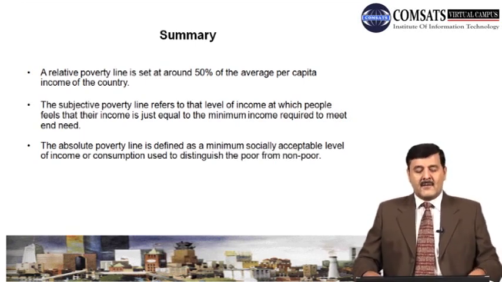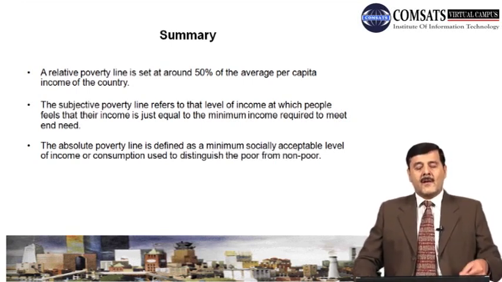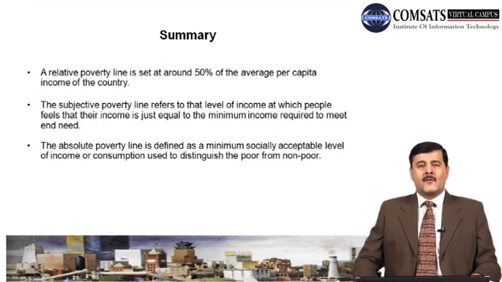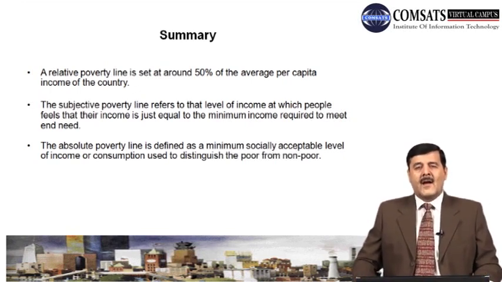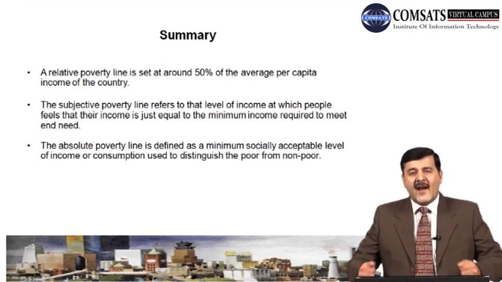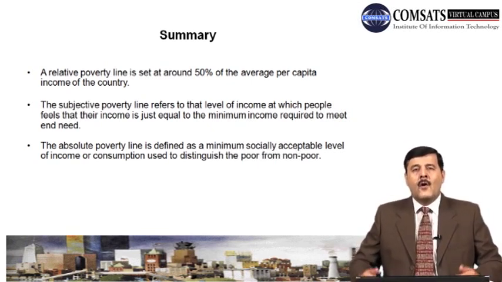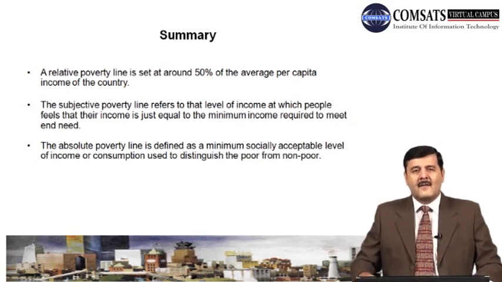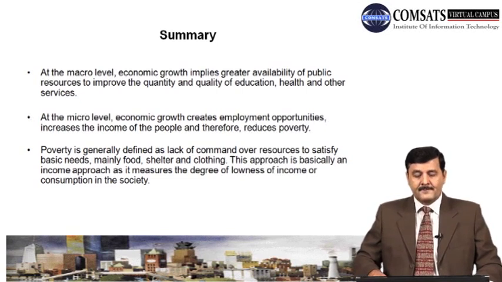Then we talked about absolute poverty. Absolute poverty line is defined as a minimum socially acceptable level of income or consumption used to distinguish the poor from the non-poor. So the minimum level of income or consumption required, with which you can differentiate a poor person from a non-poor person. So that is the absolute poverty line.